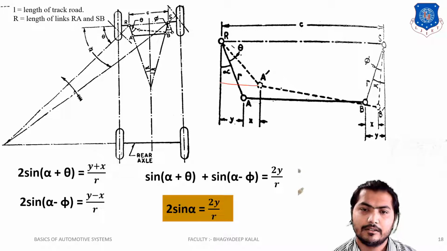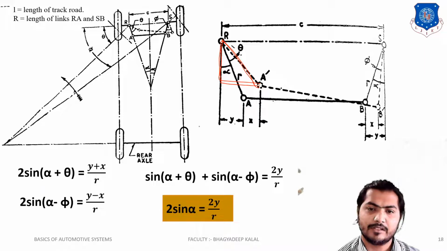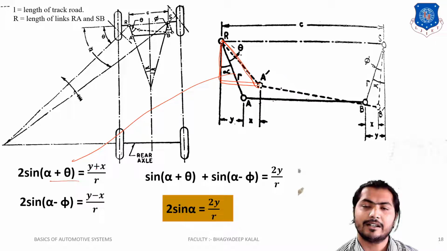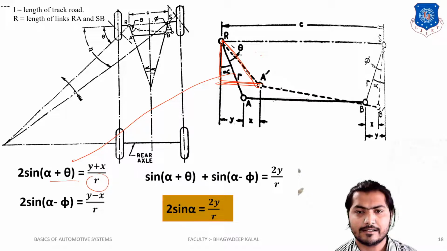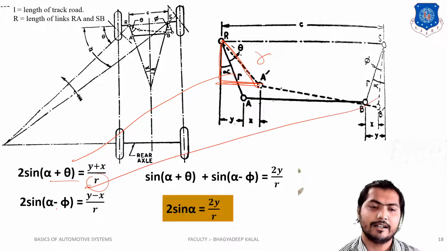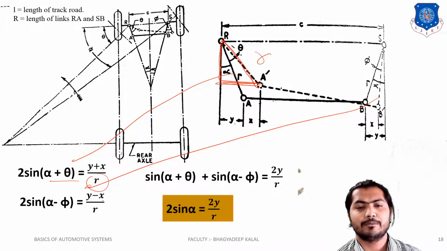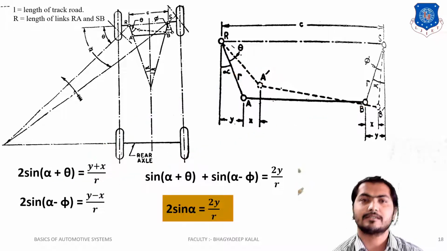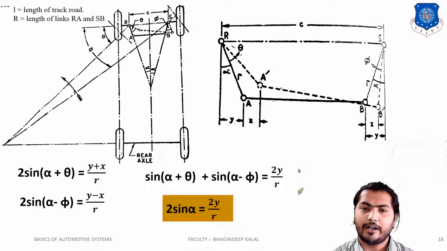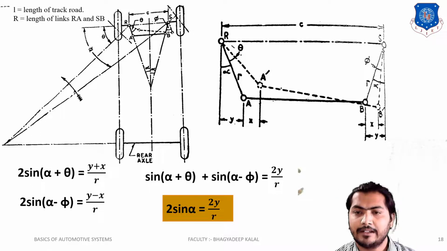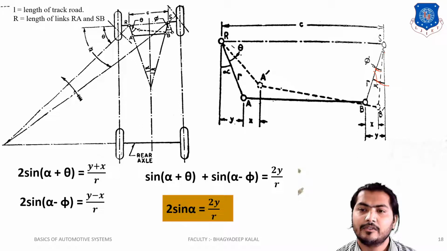This is where we apply this formula. It comes from this side: 2 sine of alpha plus phi equals y plus x by r. This distance is y plus x, and this distance is r. Similarly, for this side the formula comes as 2 sine of alpha minus phi equals y minus x by r. These two equations come from applying the trigonometric formula, sine of alpha plus phi and sine of alpha minus phi. How does it come? The total angle is alpha and it is phi, so alpha minus phi, where we apply the trigonometric formula.